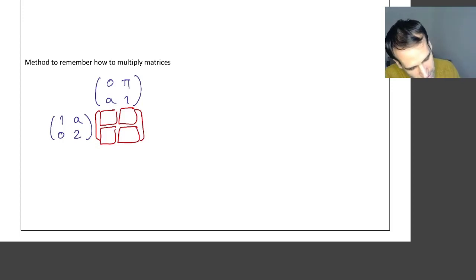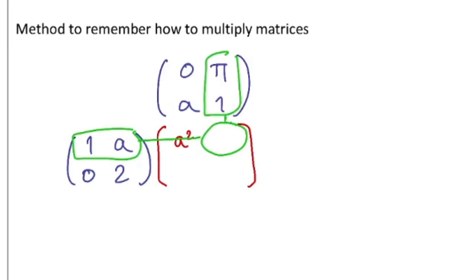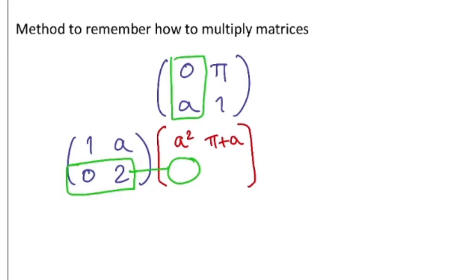Yeah. So how do we fill the first slot? The first slot will be the dot product between this row and this column. So it will be 1 times 0 plus a times a. It will be a squared. Now, the next slot, the slot that goes here, will be the corresponding row that points to it, dot product with the column that points to the slot. So it will be 1 times pi plus a times 1. It will be pi plus a. That will be this slot. The next slot will be the corresponding row dot product with the corresponding column. So it will be 0 times 0 plus 2 times a. It will be 2a.